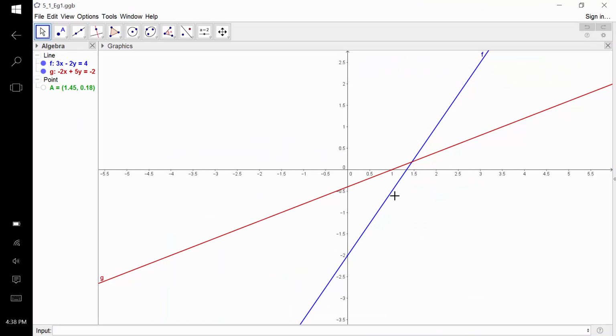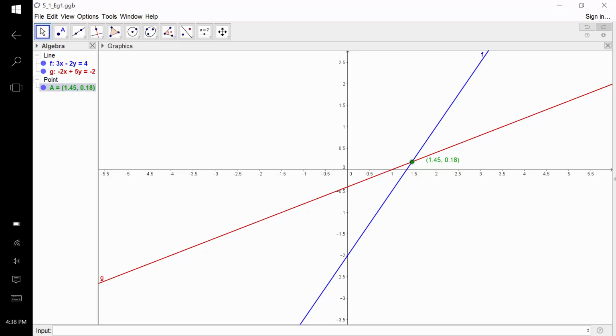Okay, so here's an example. Here are the two lines, right? So the first line F there, this is the graph of 3x minus 2y equals 4. The second line G, that's the line given by minus 2x plus 5y equals minus 2. And I could ask for the intersection between these two, and it's this point here, right?